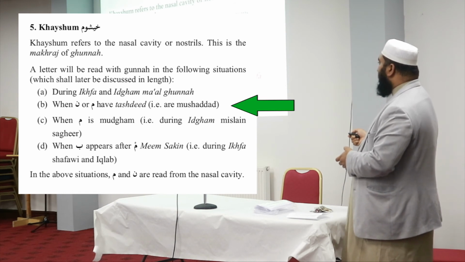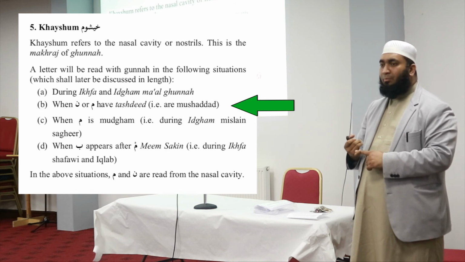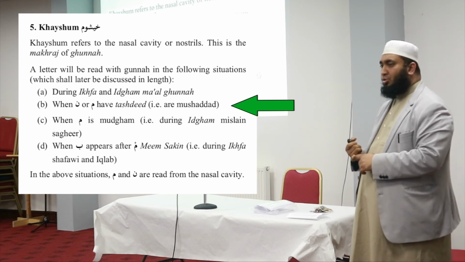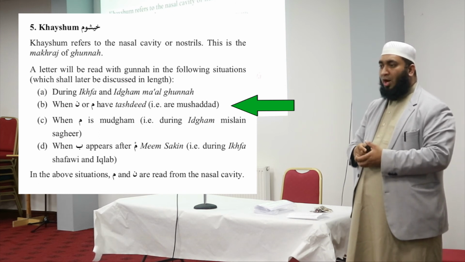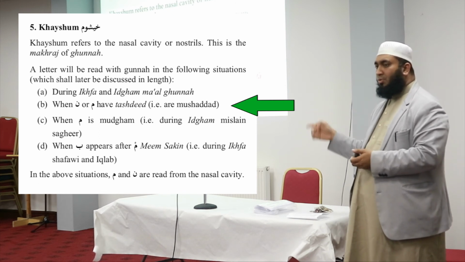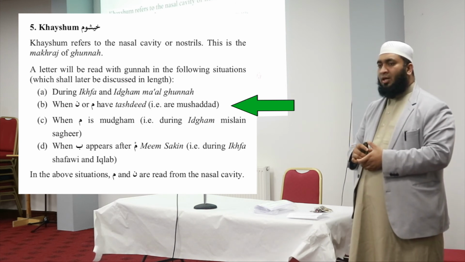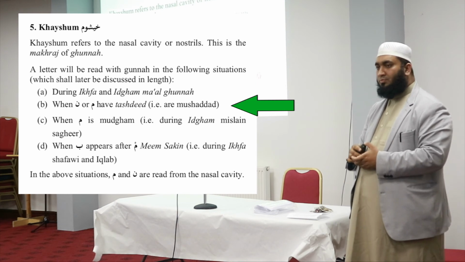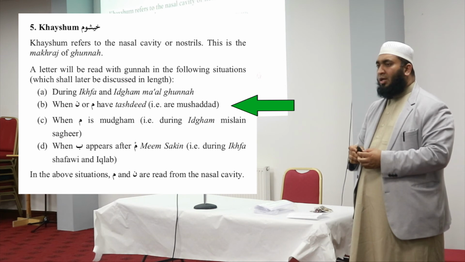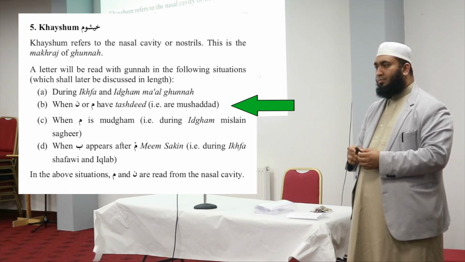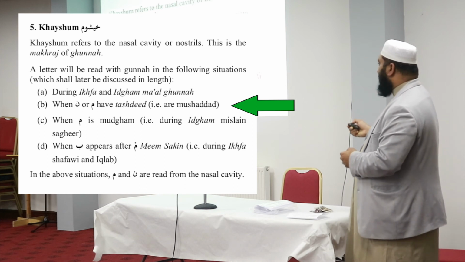When Noon or Mim has a tasdeed, we learned before Noon Mushaddad and Mim Mushaddad. When Noon or Mim has a tasdeed on top of it, we do Wajib Gunna, and this Gunna is from Khayshum. Examples are Jannat and Falamma. This Gunna is from Khayshum or nasal cavity.